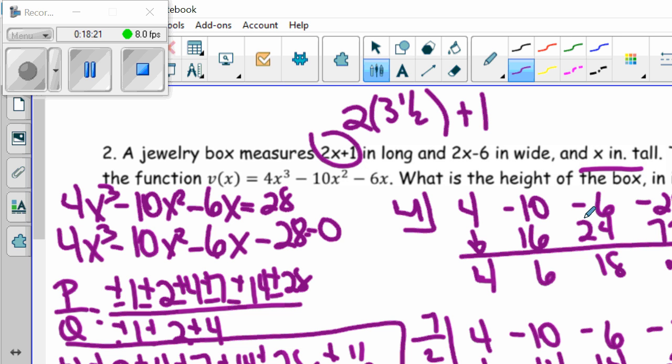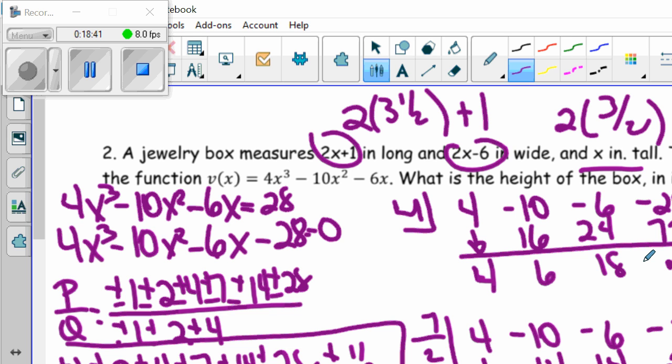And then times, if I plug it in here, 2 times 3.5 minus 6. So 2 times 3.5 is 7. 7 minus 6 is 1 times 1 inch. So those would be the dimensions of the box if they had asked me for that.